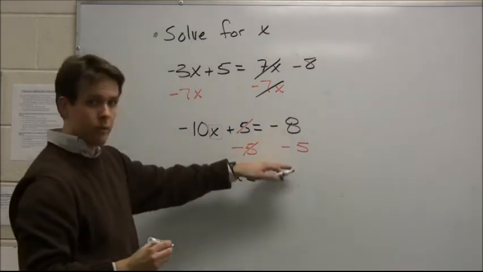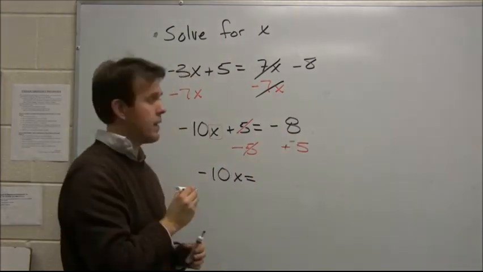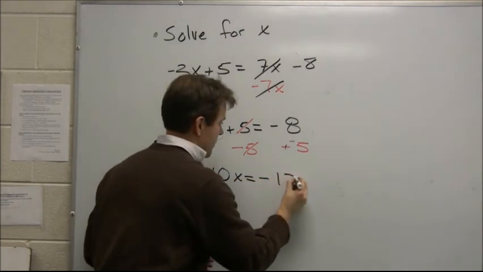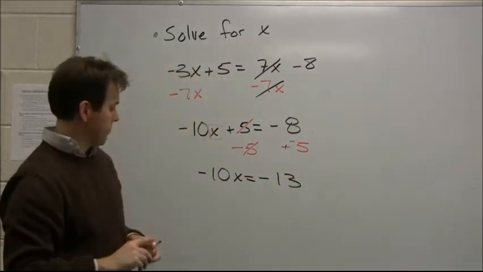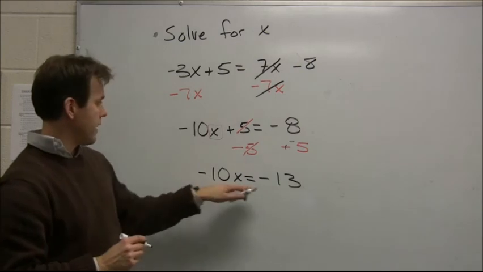Equals, and again, be careful when you're subtracting. Negative 8 minus 5, and we do plus a negative. If you need to show that, you can. And we get negative 13. And now we have negative 10x equals negative 13.